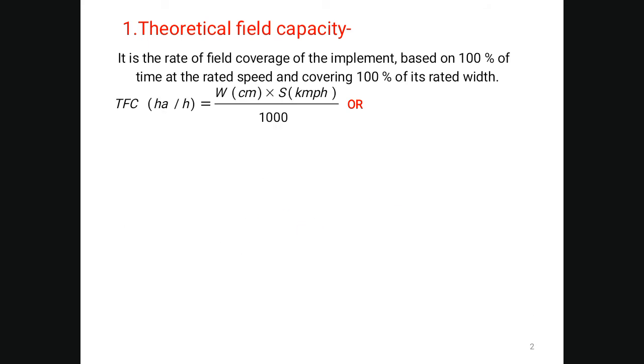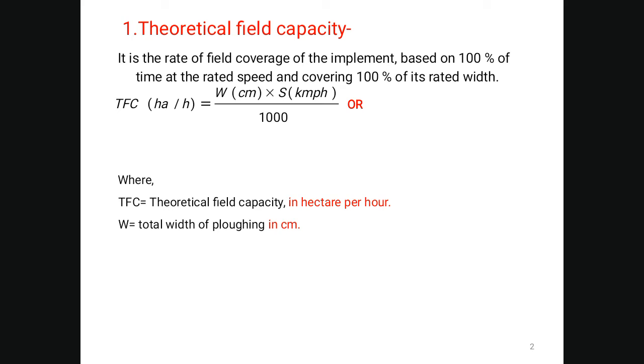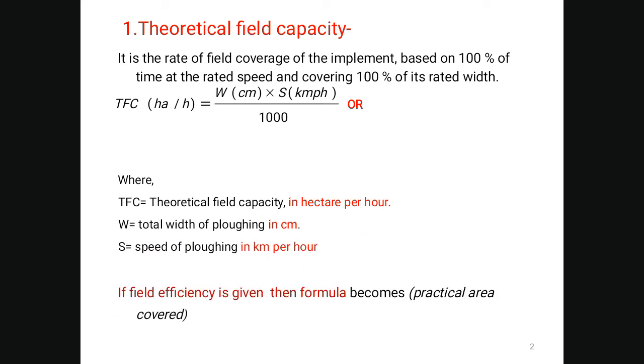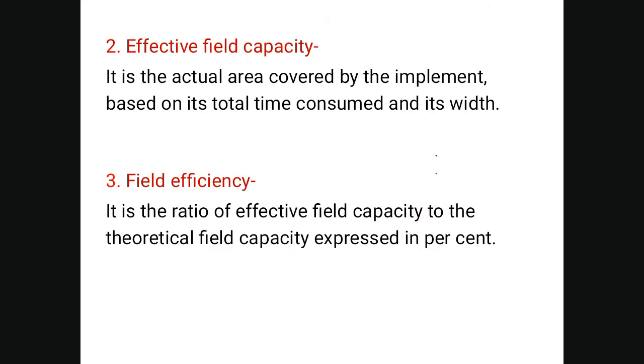It is calculated in hectare per hour, where width of plowing in centimeter and speed in kilometer per hour, divided by 1000. Or, if the field efficiency is given, the formula becomes practical coverage, where width of plowing is in meter and speed in kilometer per hour.